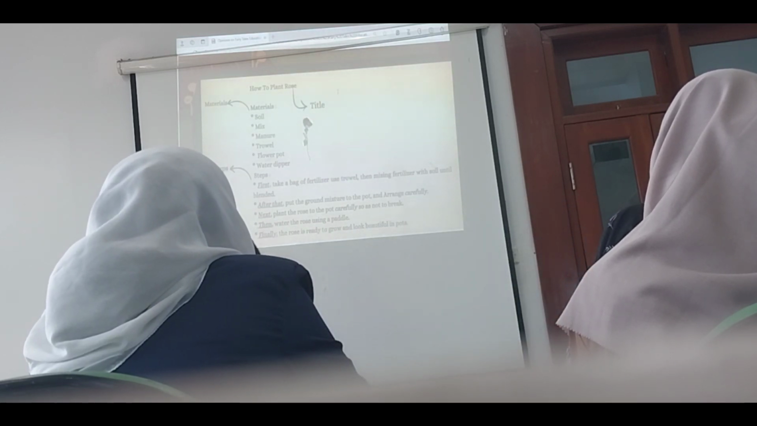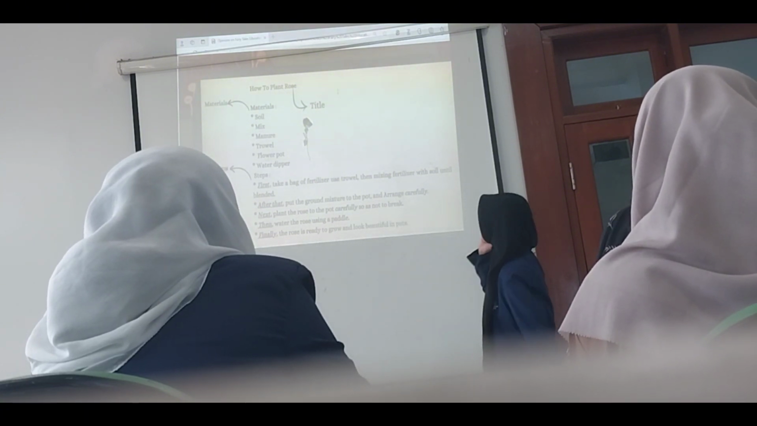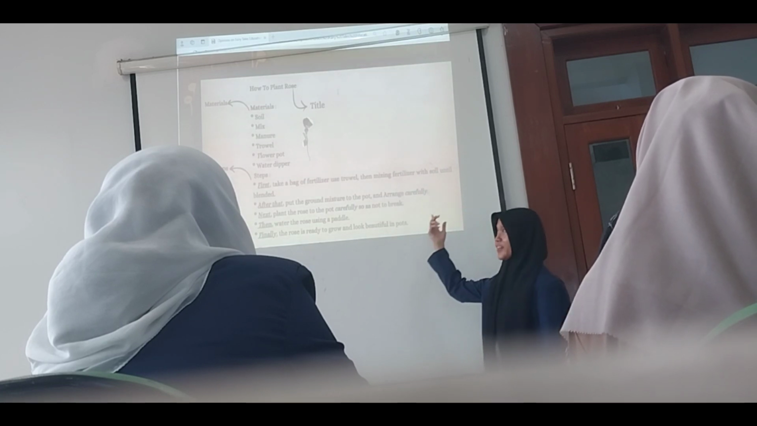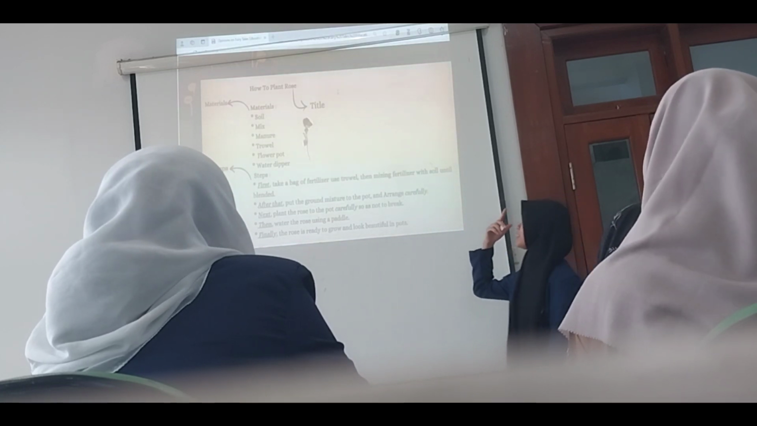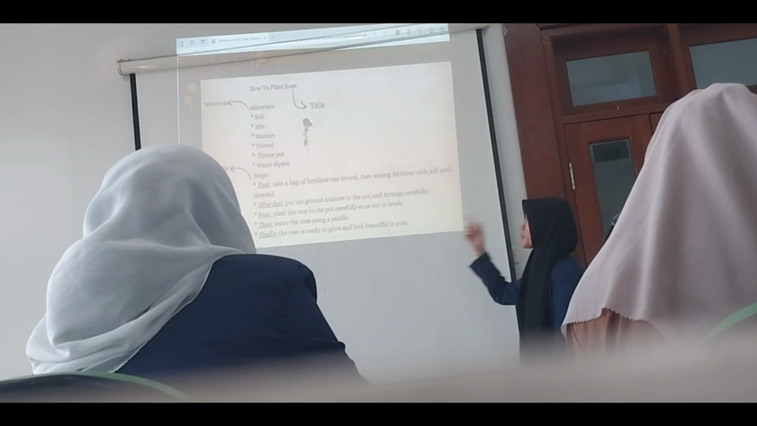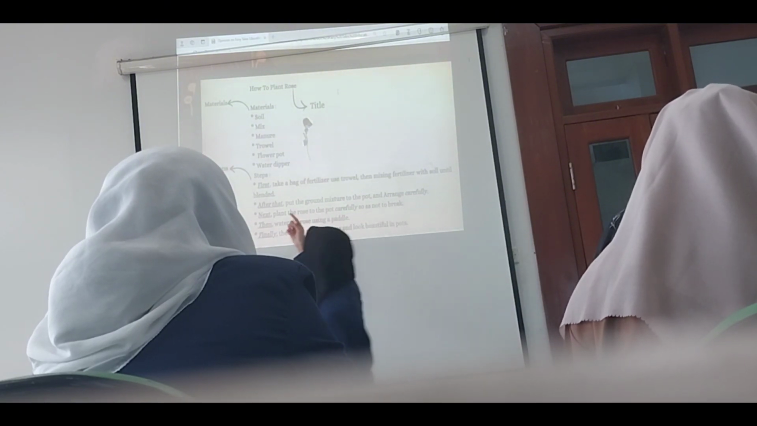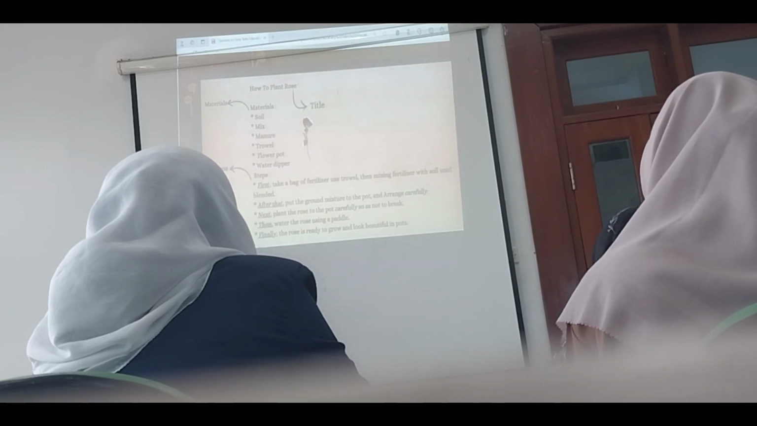Now let's analyze this procedure text. This is an example of a good procedure text. It has a title, right? And then it has the materials, the list of the equipment that is needed to perform the task. It is also written in English. Then the steps.